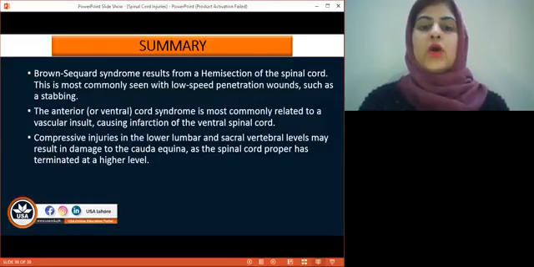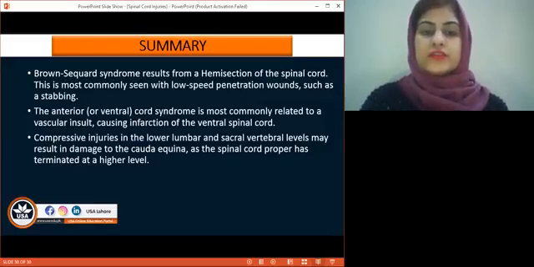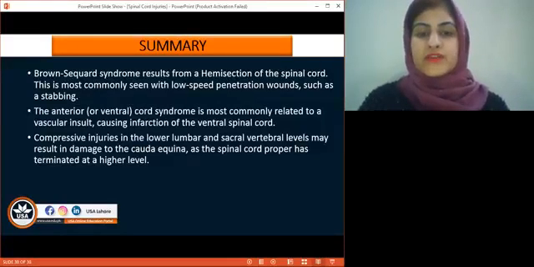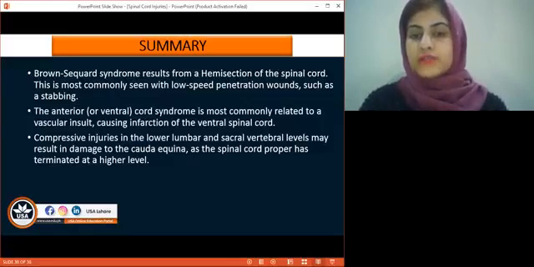The anterior cord syndrome is most commonly related to vascular insult causing infarction of the ventral spinal cord. Compressive injuries in the lower lumbar and sacral vertebral levels may result in damage to the cauda equina, as the spinal cord proper has terminated at a higher level.